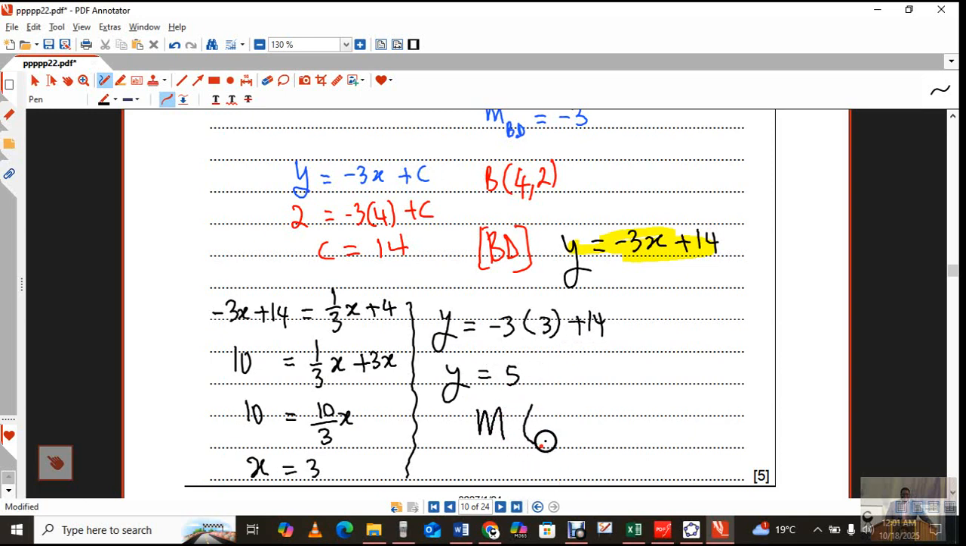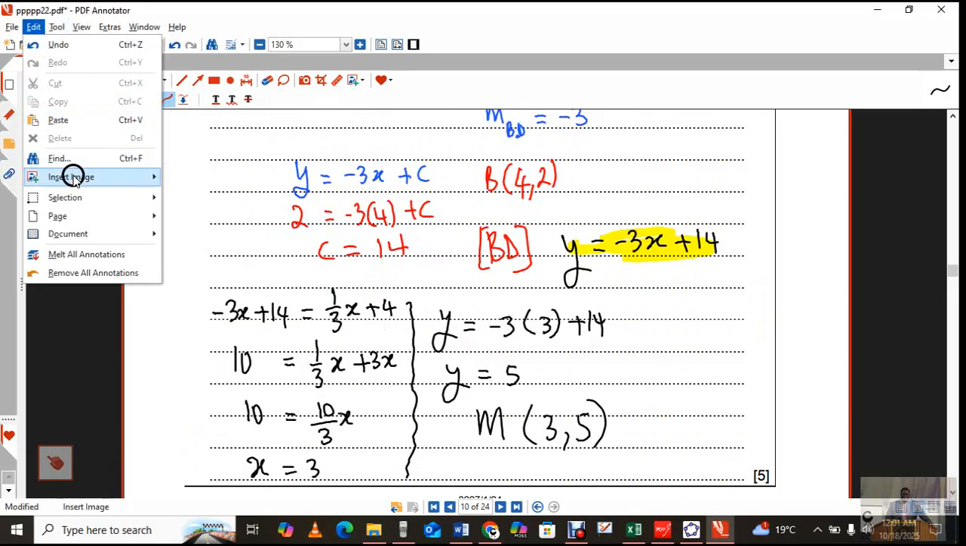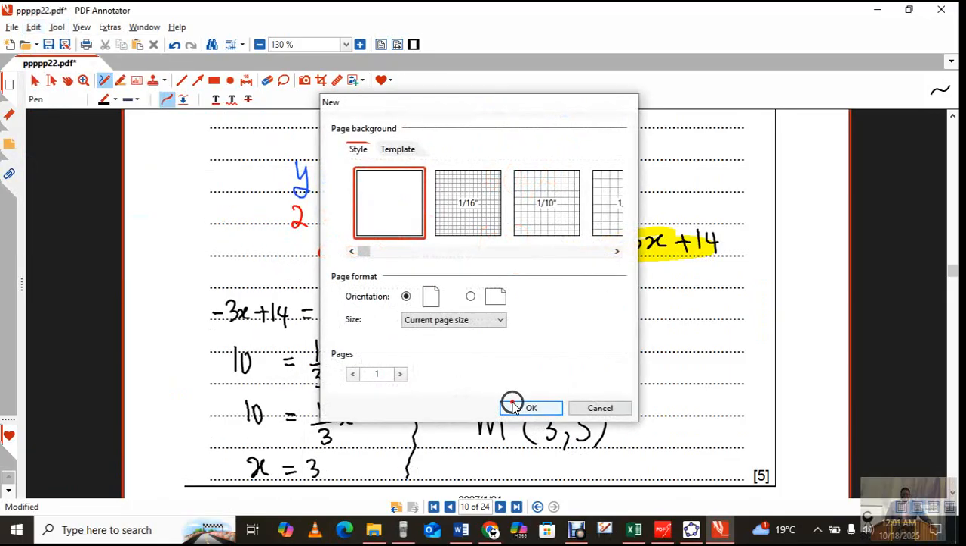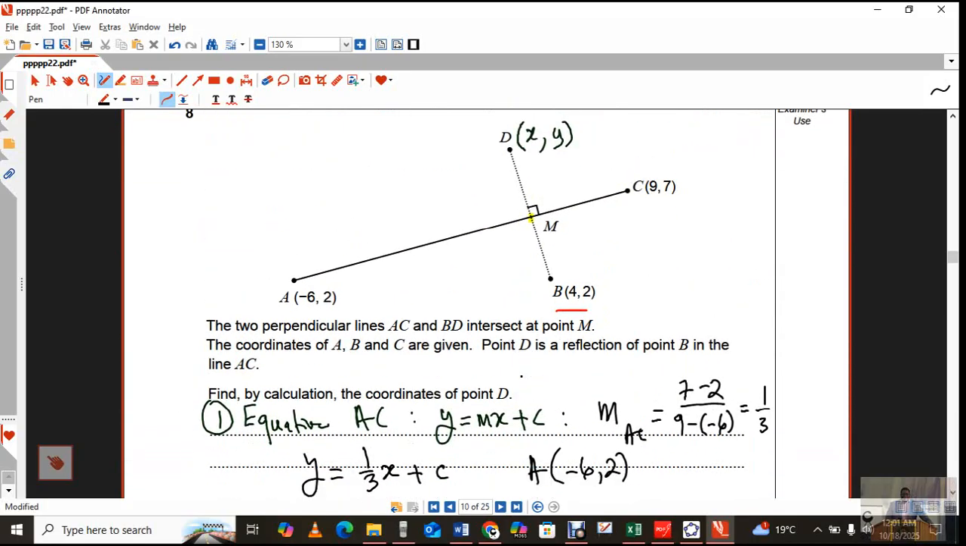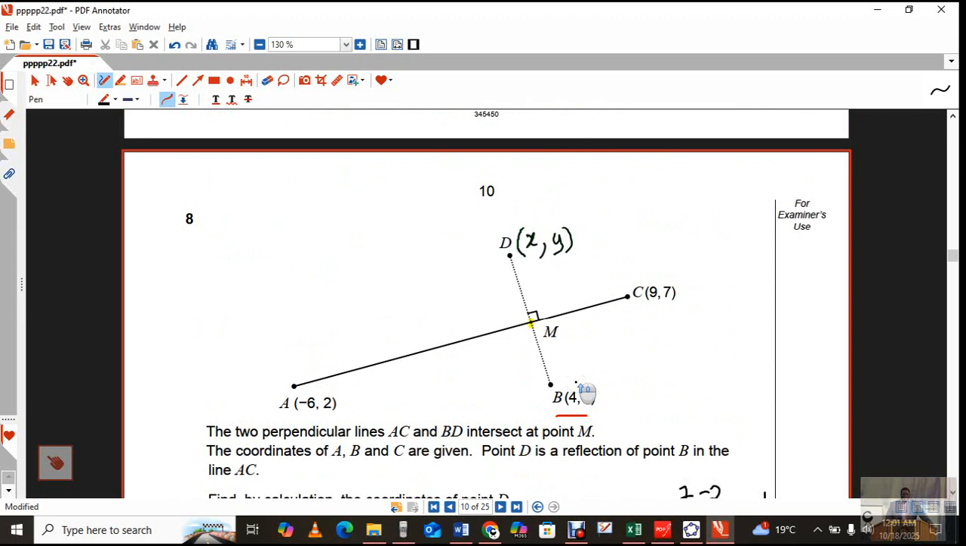So what is this? This is the value of m, but we're not looking for the value of m. Right, so I'm just going to introduce or insert a page. All right, now let's insert a page or append it just so that I can have space to work with. So I know what the coordinates of m are now. The coordinates of m, they are 3, 5. So I can actually write it here. It's not really a big deal. So that is 3, 5.